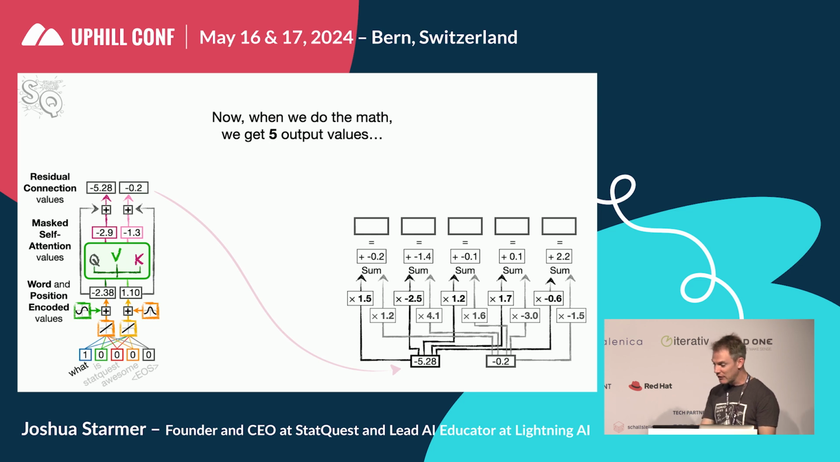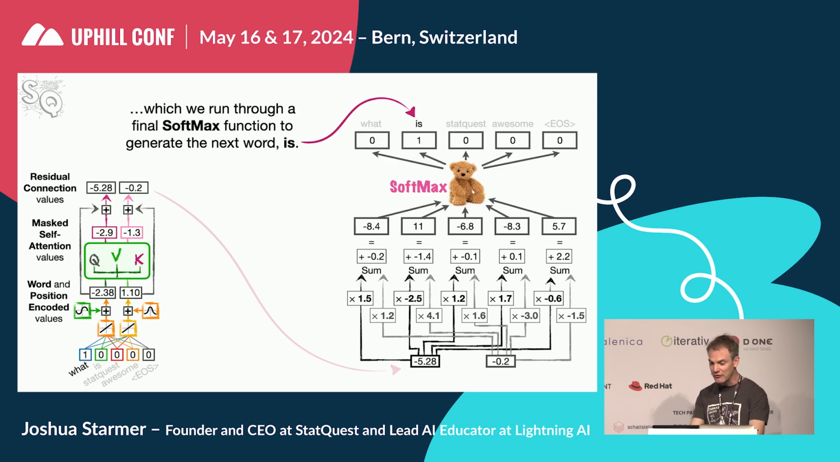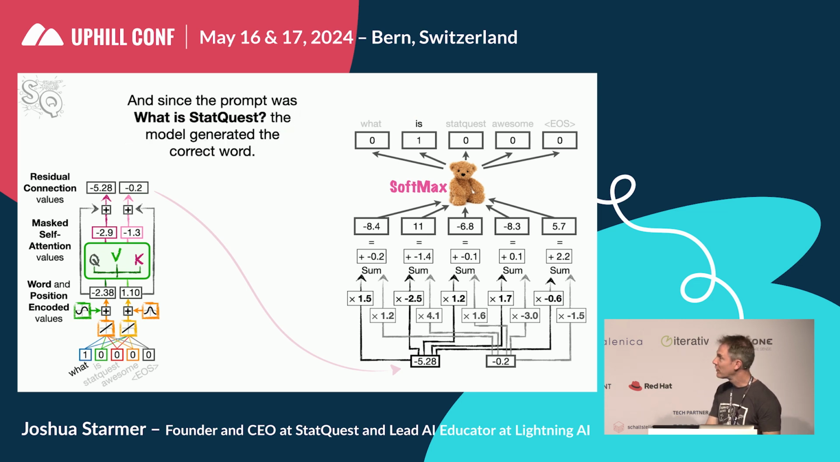Now, when we do the math, we get 5 output values, which we run through a final softmax function to generate the next word, is. So we select the value with the highest output. If you're familiar with the concept of temperature, this is where it comes into play in this very last setting. Anyways, since the prompt was what is StatQuest, the model generated the correct word.